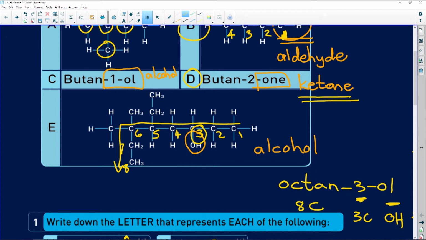Now we've got to look to the branches. I see here's a branch over here, and there appears to be a branch here that I haven't named, and this one over here. So I notice that on the 6th carbon, I have a methyl group and another methyl group. That is going to give me 6,6-dimethyl. On carbon number 5, I have 2 carbons in a straight chain, and that's going to be ethyl.